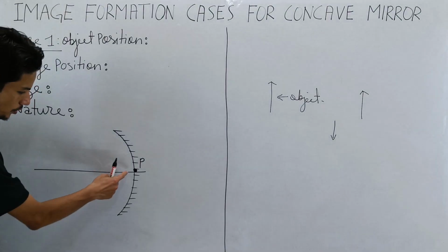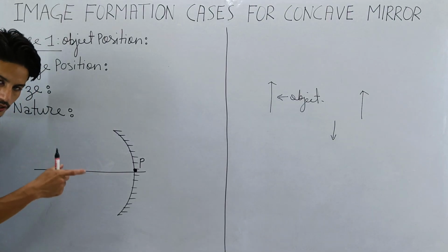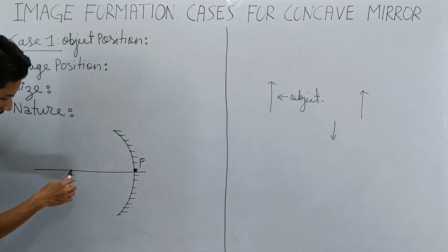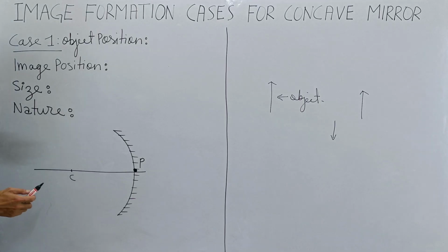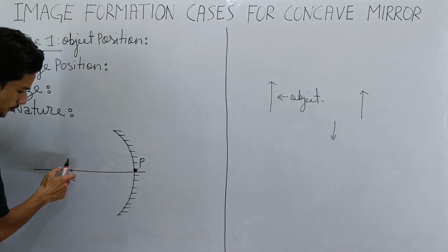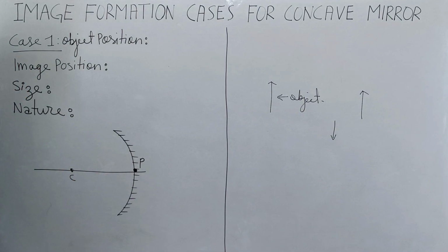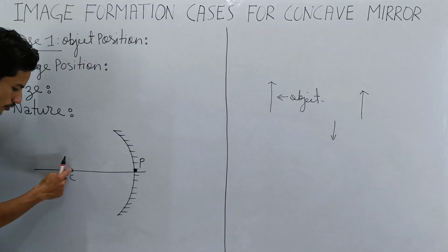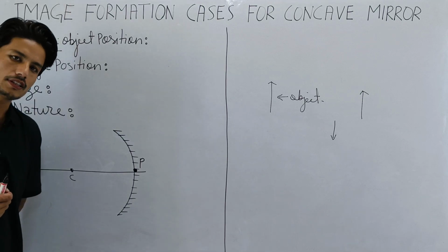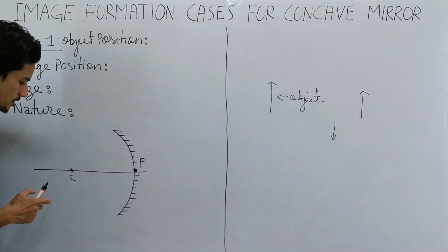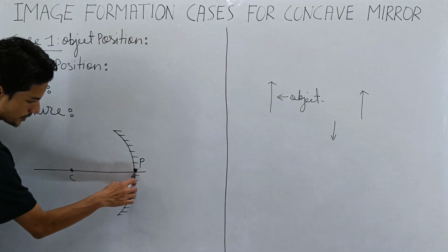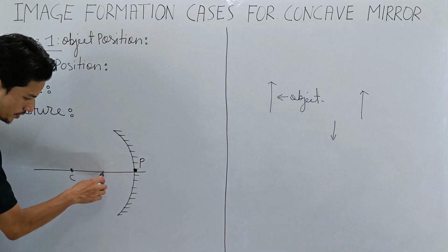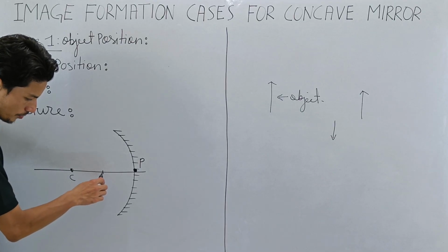Now, you know that on the principal axis, we have to mark the center of curvature and the focus. So let's say this is the center of curvature. The distance from C to P, this line from C till P, what is that called, class? Anyone who can tell me what is the length of this line from C to P called? Correct, it's called the radius of curvature. So the length of this line from C to P or P to C is called the radius of curvature.